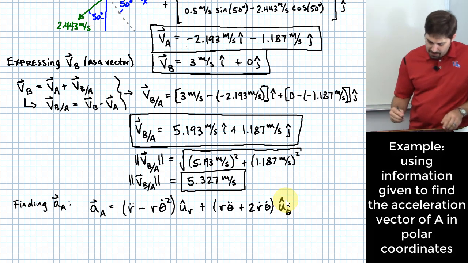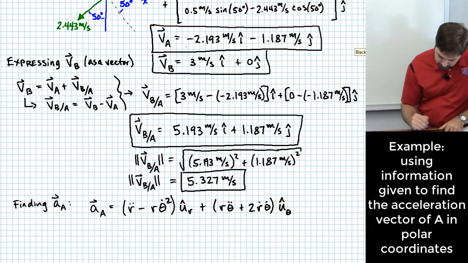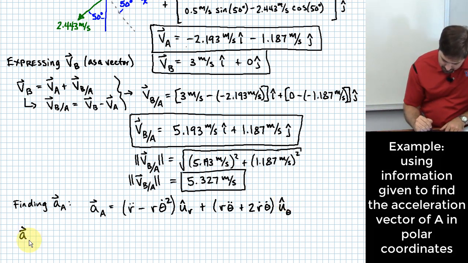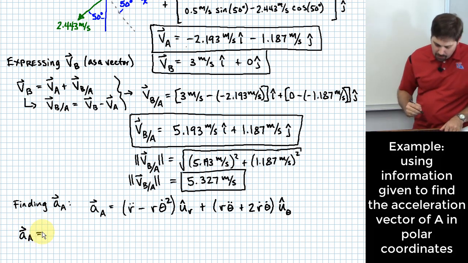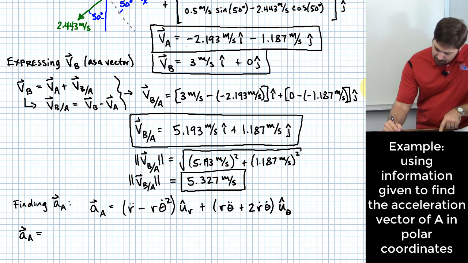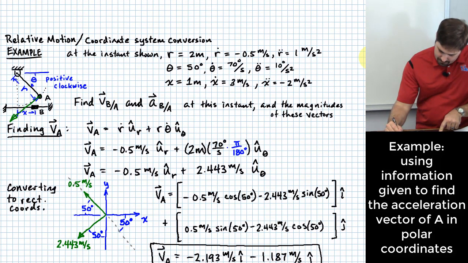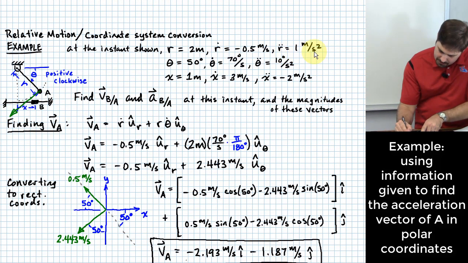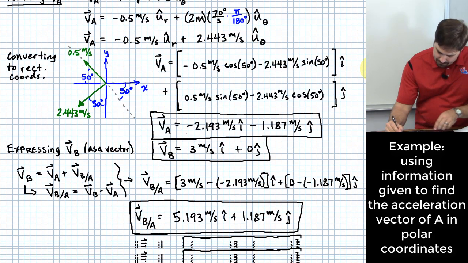So that's our starting point. Let's go ahead and start plugging some things in. So A of ball A. What did I have for r double dot? R double dot was 1 meter per second squared.